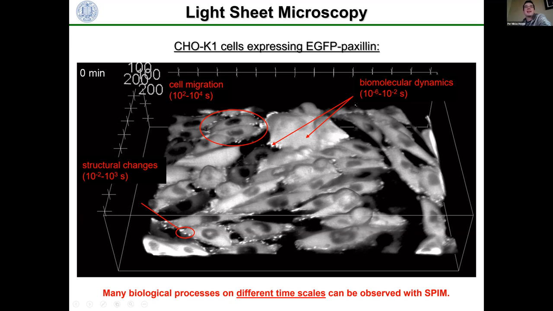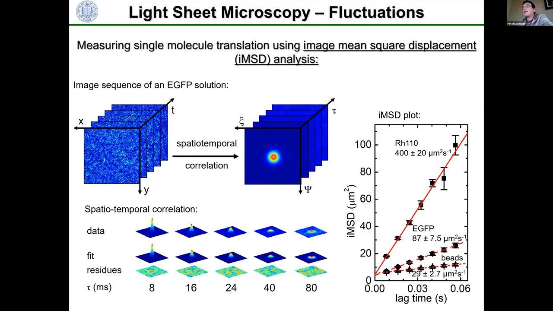Now the question is, from the image data, just by looking at it, we can study the cell migration and the adhesion dynamics, but we would not be able to tell how fast the molecules diffuse within those cells. So to get this information, we can turn to image mean square displacement analysis, for example.